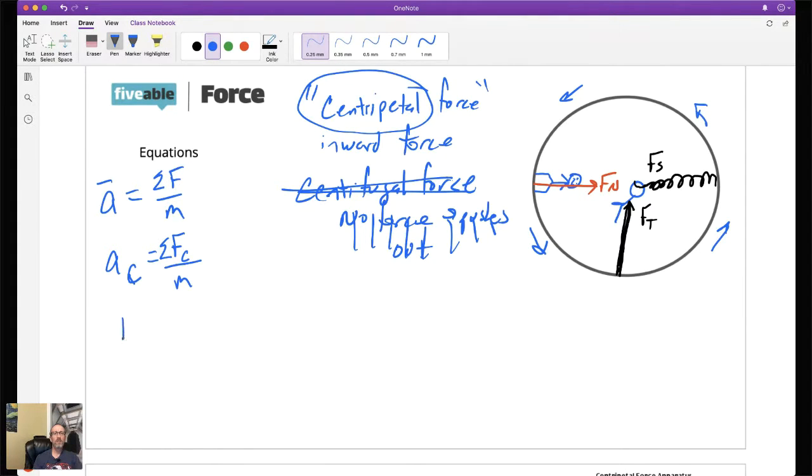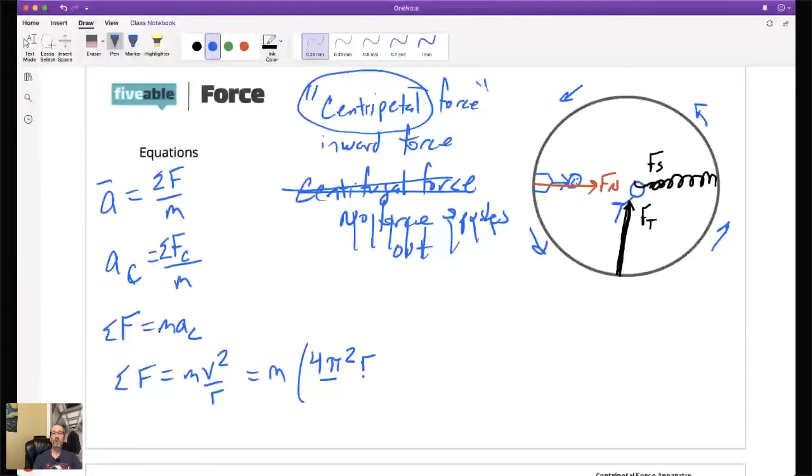So let's go ahead and make it look like this. Sum of the forces is equal to MAC. And we said that the sum of the forces is also equal to M times V squared over R. Now, if you remember in that last equation, we said that V squared over R, or AC, can also be something else. So we could also say this is mass times 4 pi squared times R all over T squared. So here is another kind of funky equation that you could derive if you needed to find the tension of something.